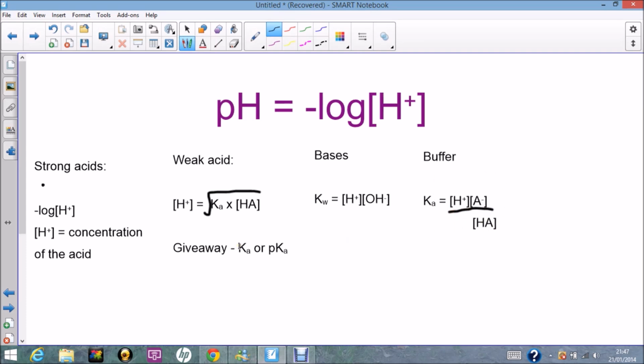Obviously with all of these expressions, once you've got the H plus concentration, you would rearrange this to give you H plus here, or you could rearrange this to give you H plus there. Once you've got the H plus, you would then put that into the pH calculation to get the pH. Next we're going to look at some examples to give you some practice with doing this.